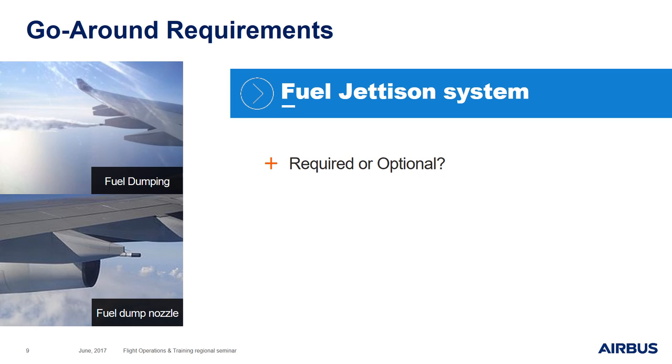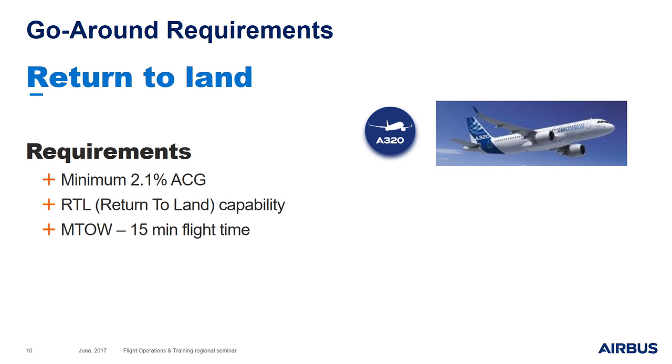The second question that we have to answer during aircraft certification is: is the fuel jettison system required or optional? To check this, the certification criteria imposes that the aircraft is capable of maintaining a minimum regulatory gradient of 2.1%, or 2.7% for four-engine aircraft, in case of return to land up to the maximum takeoff weight minus 15 minutes of flight.